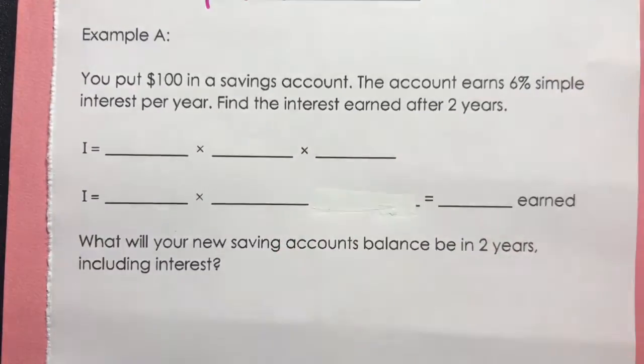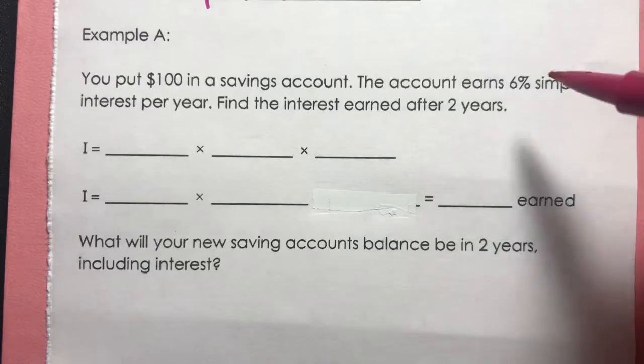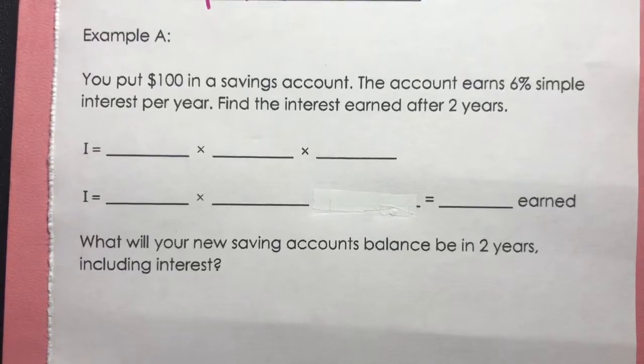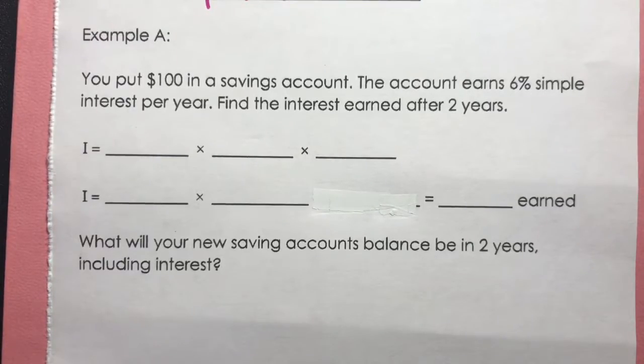Okay, so for example, let's say you put $100 in a savings account. The account earns 6% simple interest per year. So every year that you have $100 in your savings account, the account will earn 6% interest. So find the interest earned after 2 years. Okay, so the first thing we need to do is identify what's the principal amount, what's our annual interest percentage, and the amount of time that the interest is going to be applied.